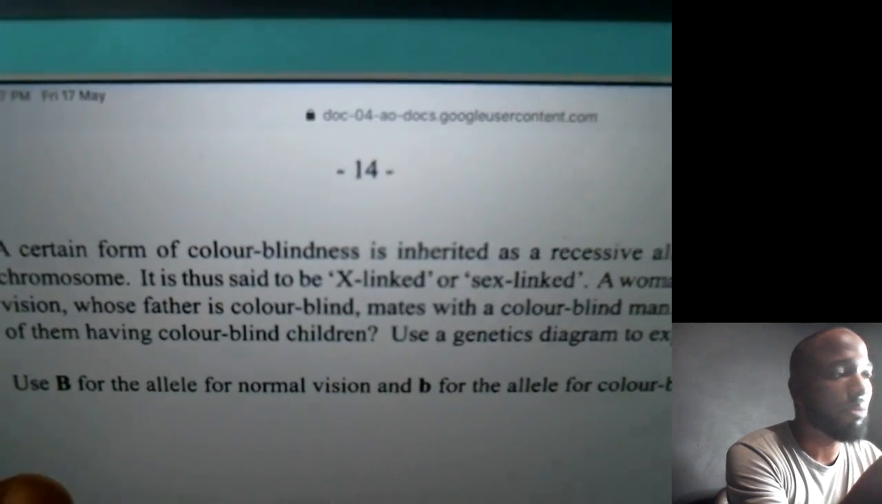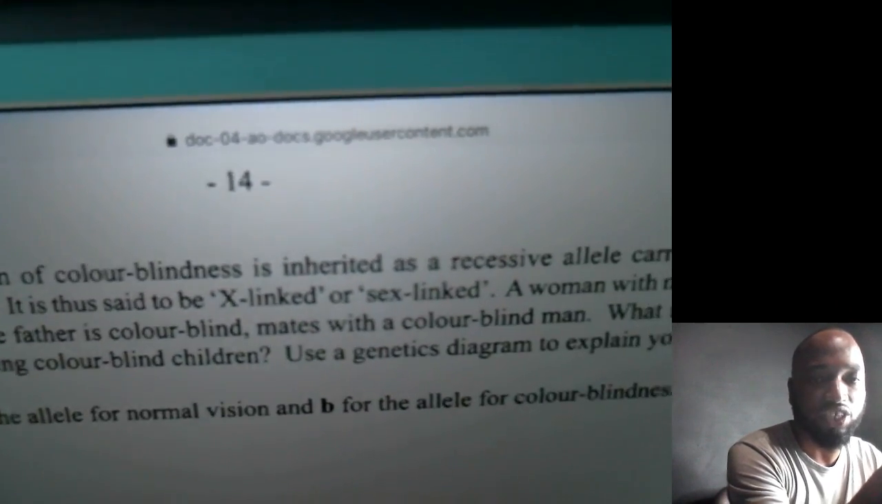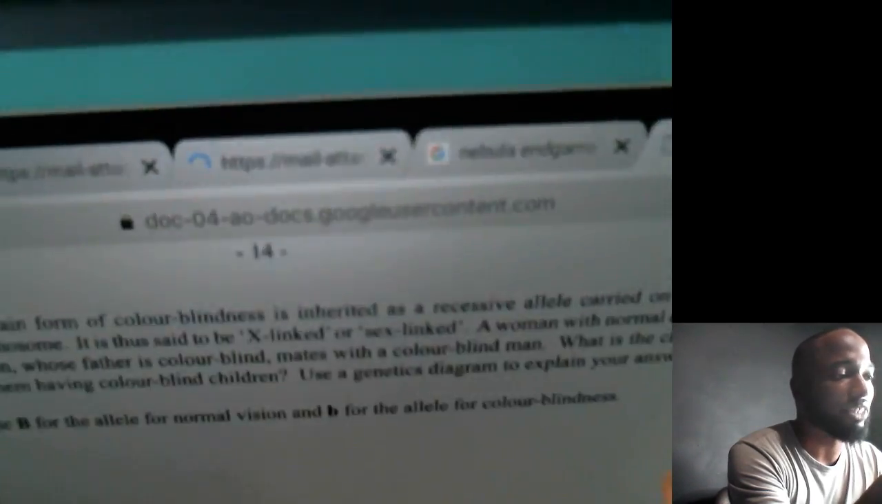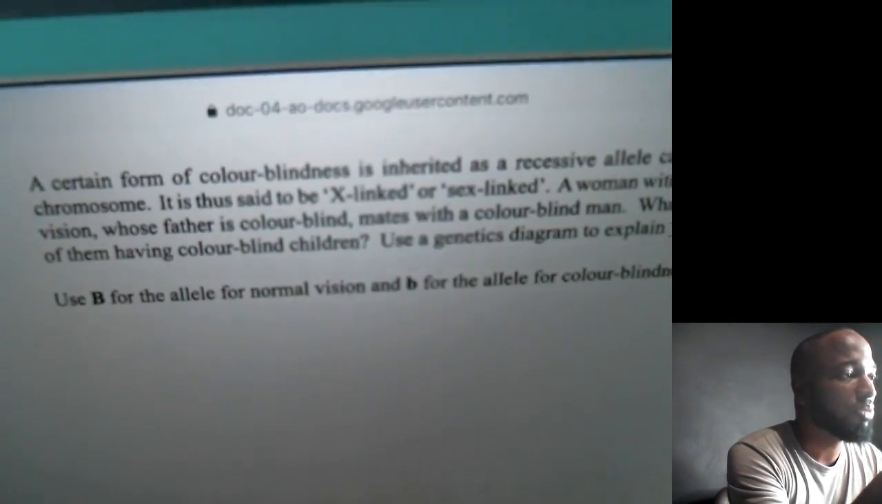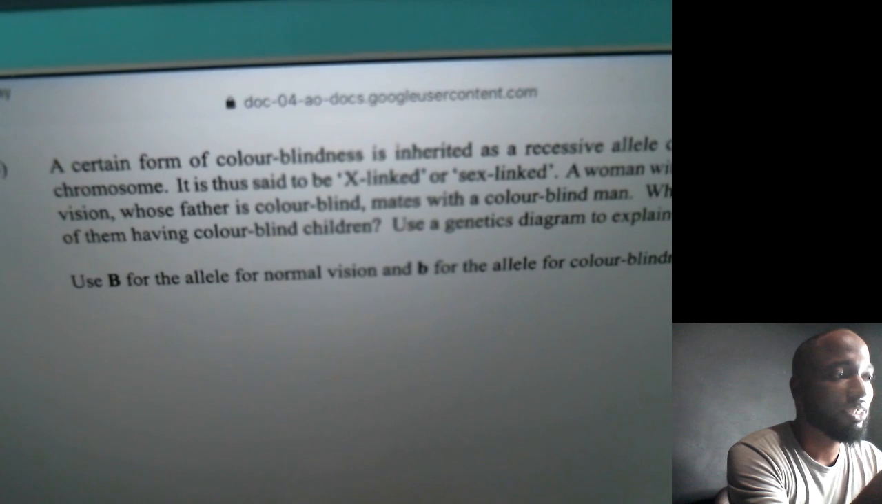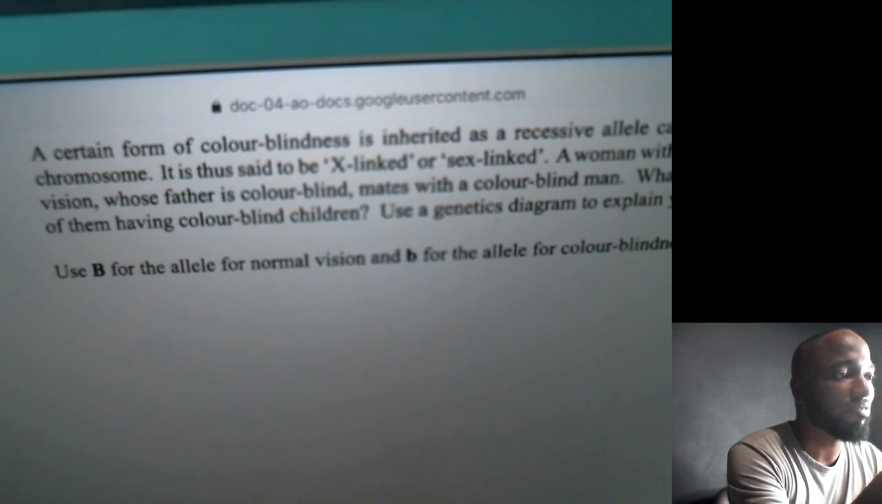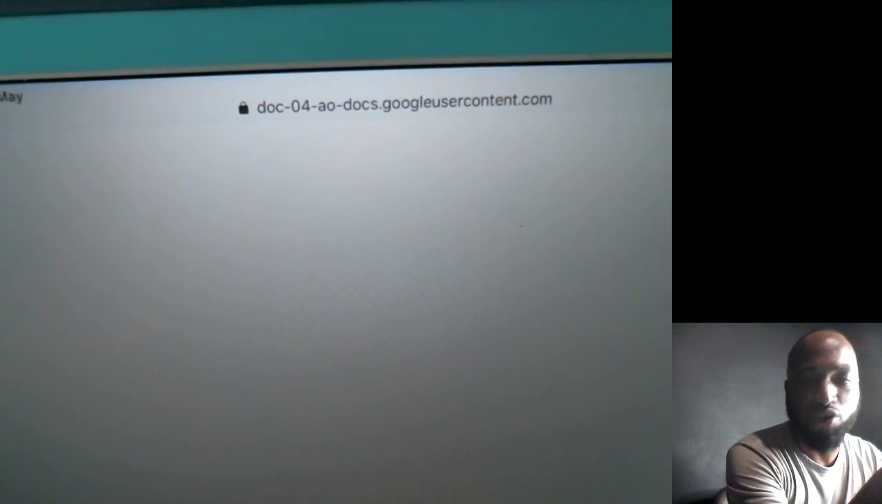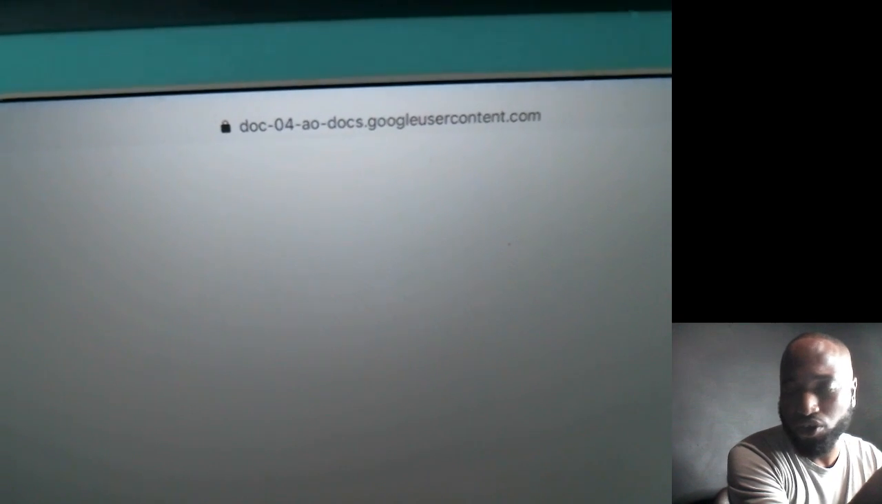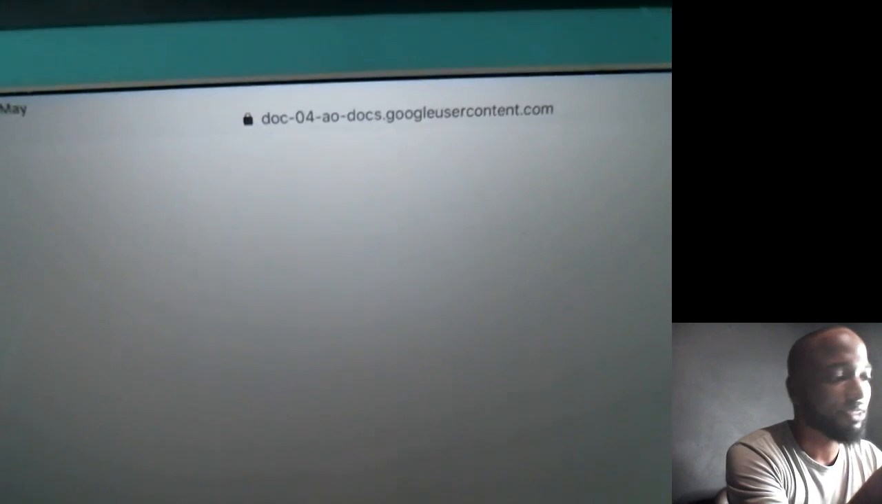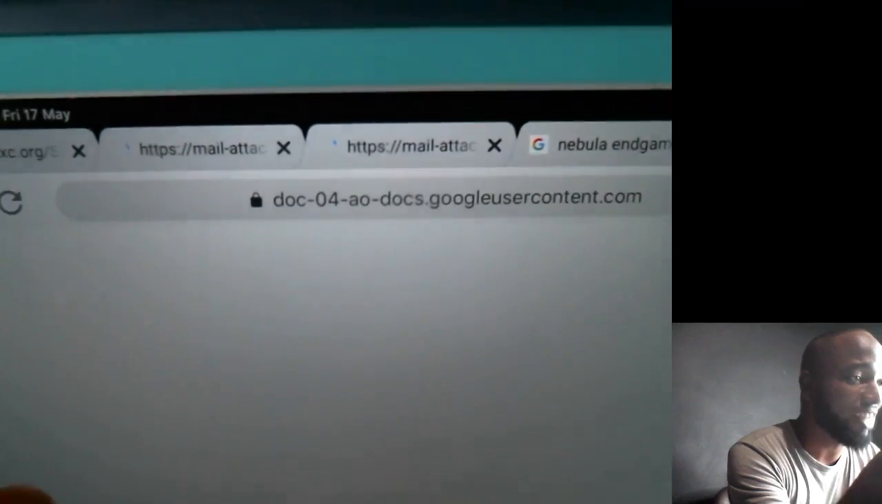What is the chance of them having colorblind children? Use a genetics diagram to explain your answer. And they're giving it: use B for the allele for normal vision and b for the allele for color blindness. So what do you all use? Do you all use the boxes, or do you all use the arrow thing? And they're giving you 6 marks for that.